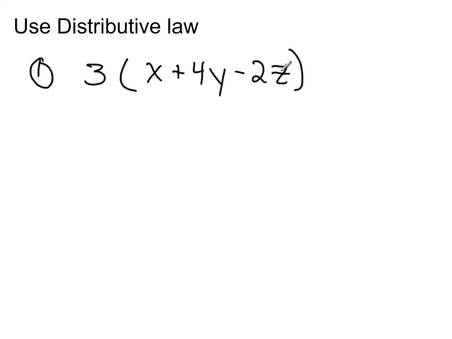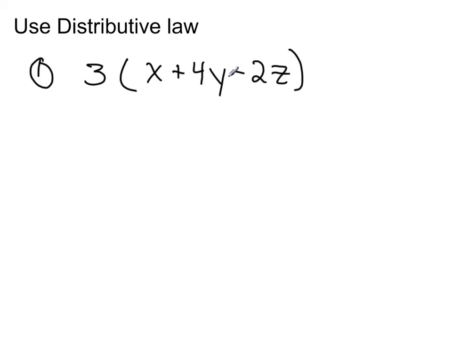Let's go ahead and use distributive law now. And we'll see the power of it, because we'll have things, for example, like this. We have 3 times the quantity x plus 4y minus 2z. And my z has a line through it.